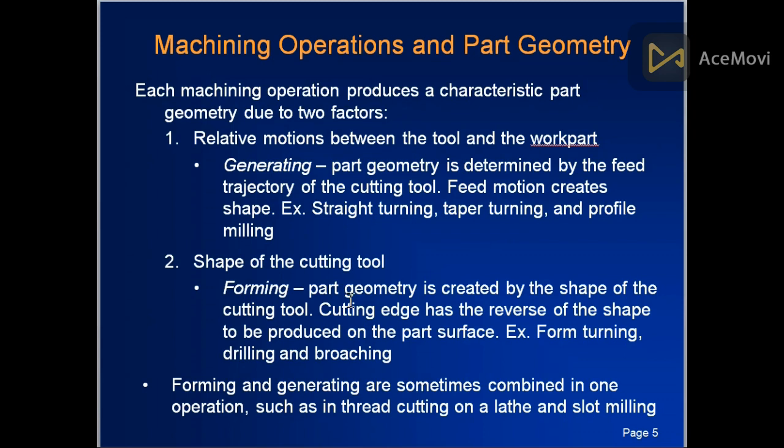Forming is the category where the shape of the cutting tool creates the part geometry. The cutting edge has the reverse of the shape to be produced on the part surface. For example, form turning, drilling, and broaching. Forming and generating are sometimes combined in one operation, such as in thread cutting on a lathe and slot milling.